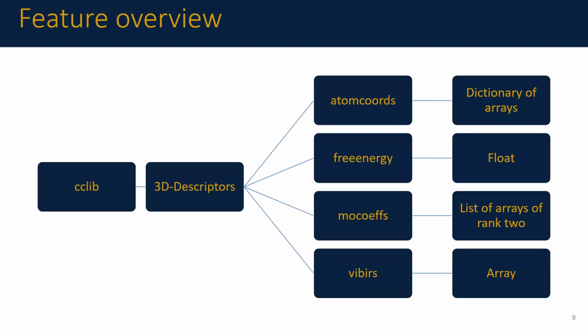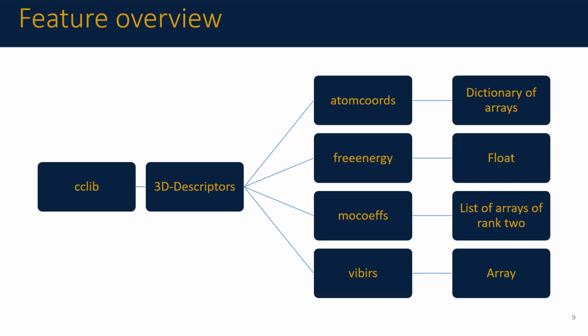I also have here some examples. There are nearly all our 3D descriptors, because we obviously need to do quantum mechanical calculations. So we can, for example, get the atom coordinates, we can get the free energy, we can get the MO coefficients, or also the vibrations for IR spectra.